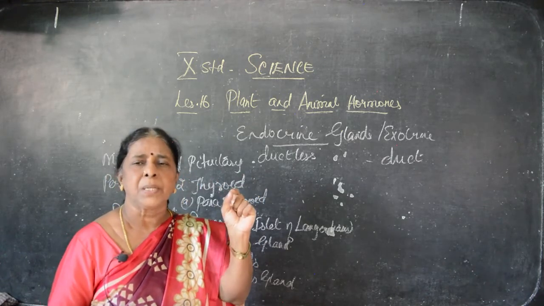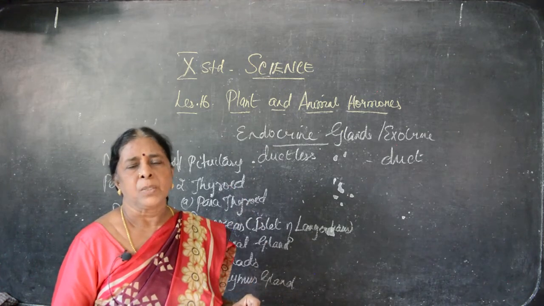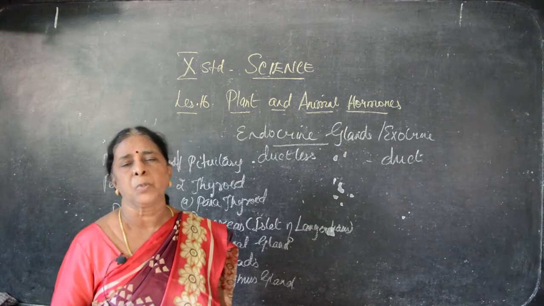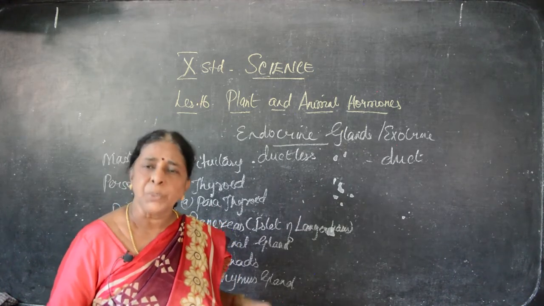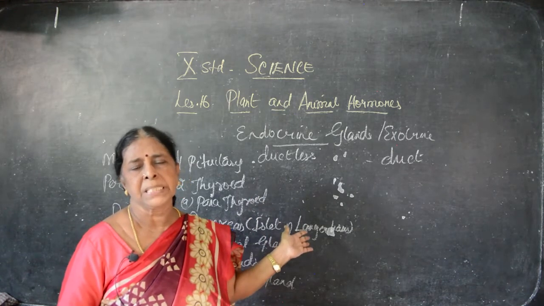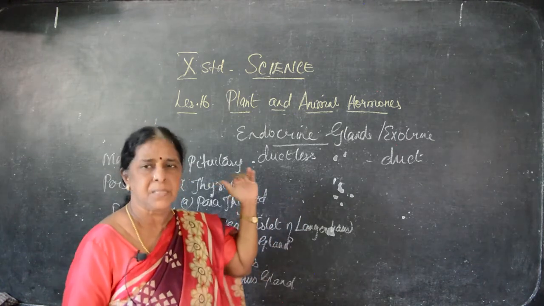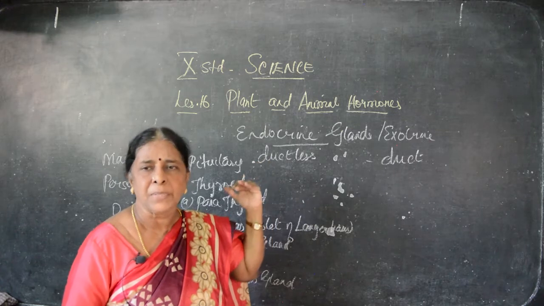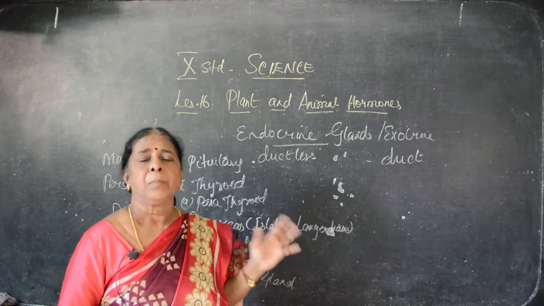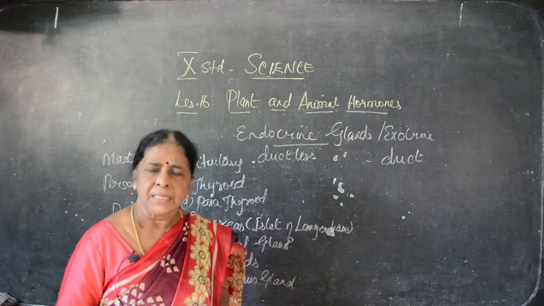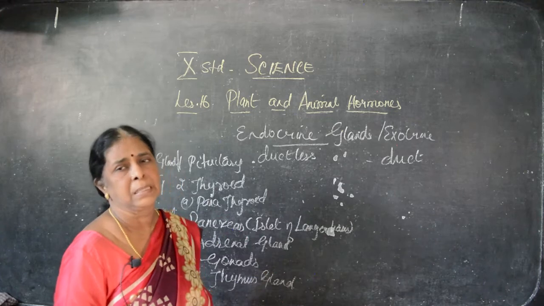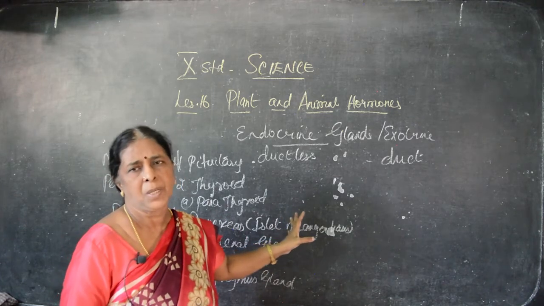It is known as what? Pituitary gland. Though it is very small, it has 6 hormones. Nearly 8 hormones are secreted by it. It has 2 divisions, that is adenohypophysis and neurohypophysis. Adenohypophysis is in the front, neurohypophysis at the back. It is a small gland only, but how many hormones does it secrete? 6 hormones. All these 6 hormones control other glands. So it is known as the master of all glands.